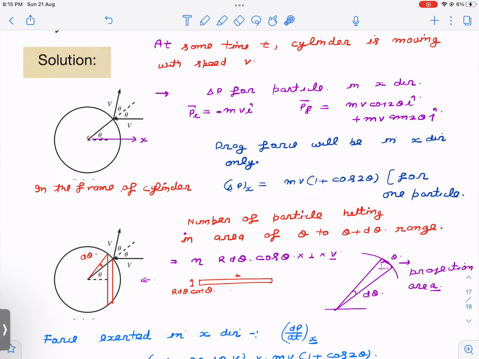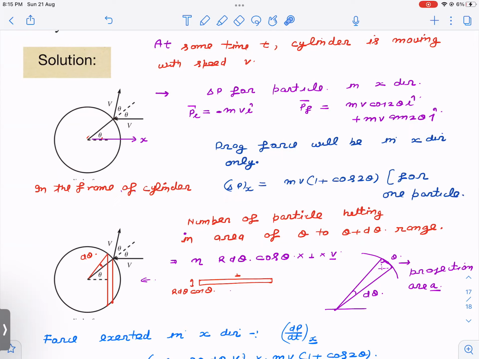Fine. Now, the number of particles hitting in the range theta to theta plus d theta we are going to calculate, because this calculation is valid in a very small length here, theta to d theta, because theta keeps changing. So what we are going to do now, this is the momentum change of one particle.